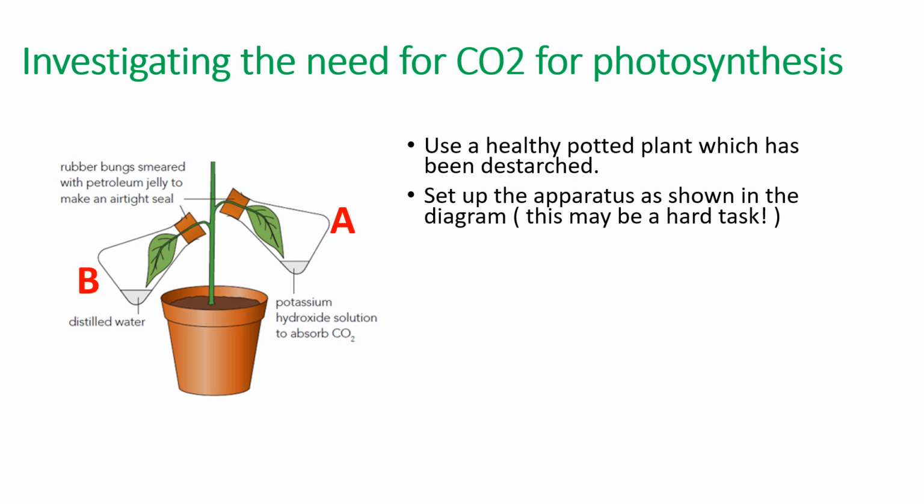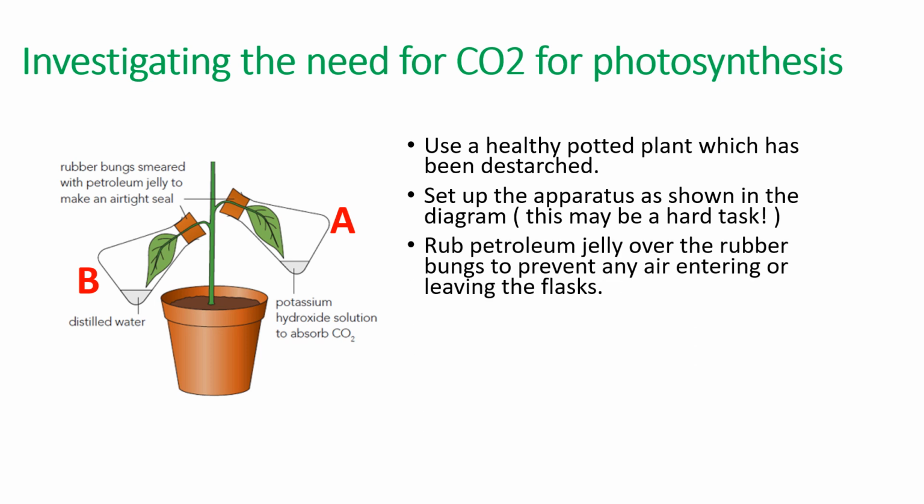Flask A contains potassium hydroxide solution which absorbs carbon dioxide. So, leaf A does not get carbon dioxide. Leaf B acts as a control. It is also inserted into a flask which contains distilled water.